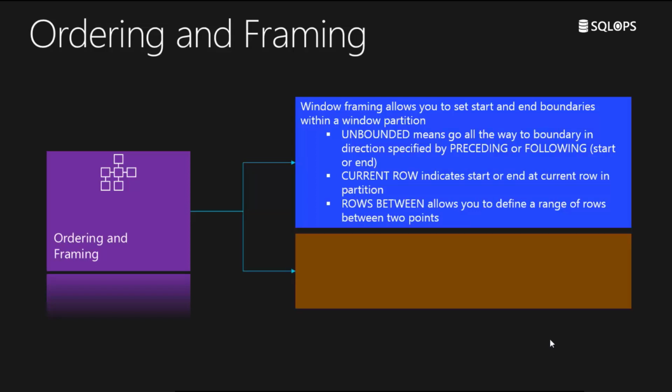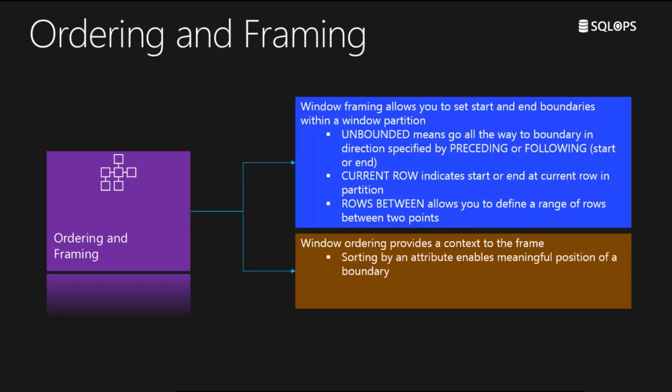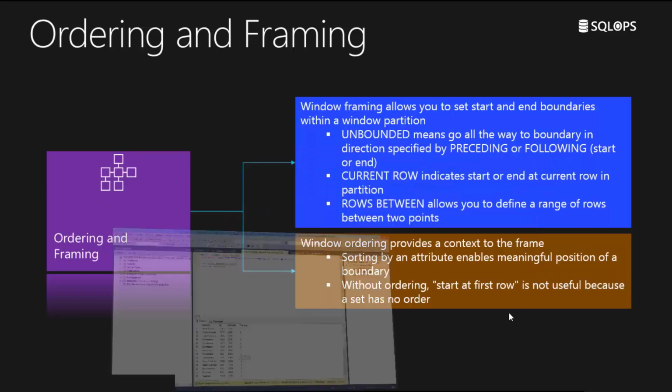And when defining these window functions, ordering provides a context to the frame. Since the OVER clause returns a set and sets have no order, an ORDER BY clause is required for the framing operation to be useful. This can be different from the ORDER BY clause, which determines the display order for the final result set. Without ordering, start at first row is not useful because a set has no order. Now let's take a look at an example to see how ordering and framing works.